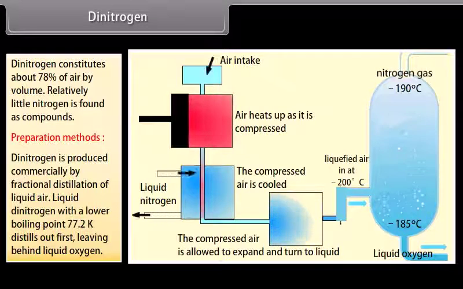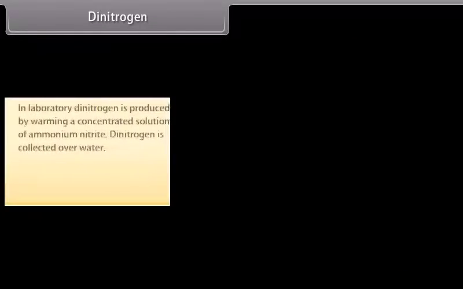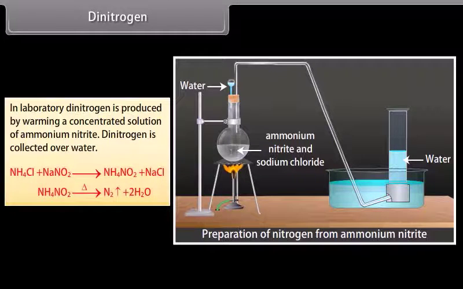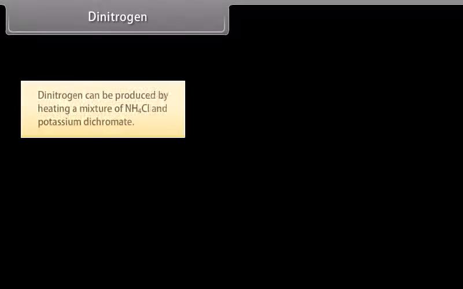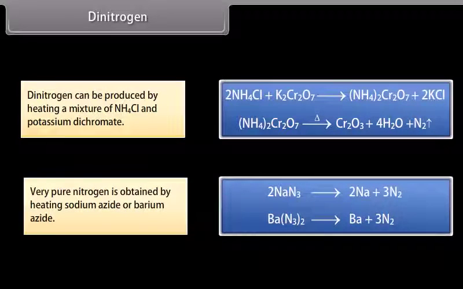Liquid dinitrogen, with a lower boiling point, 77.2 Kelvin, distills out first, leaving behind liquid oxygen. In the laboratory, dinitrogen is produced by warming a concentrated solution of ammonium nitrite. Dinitrogen is collected over water. Dinitrogen can be produced by heating a mixture of NH4Cl and potassium dichromate. Very pure nitrogen is obtained by heating sodium azide or barium azide.